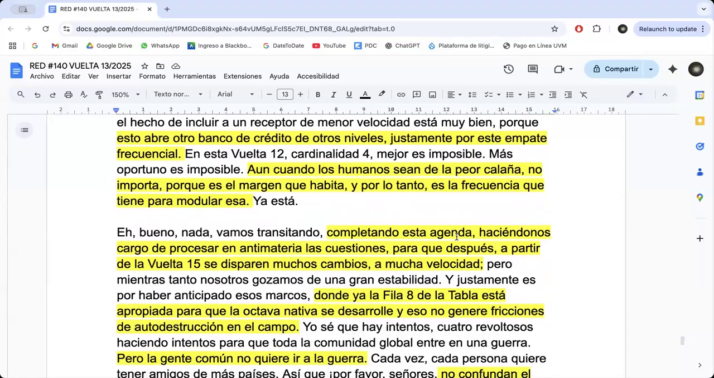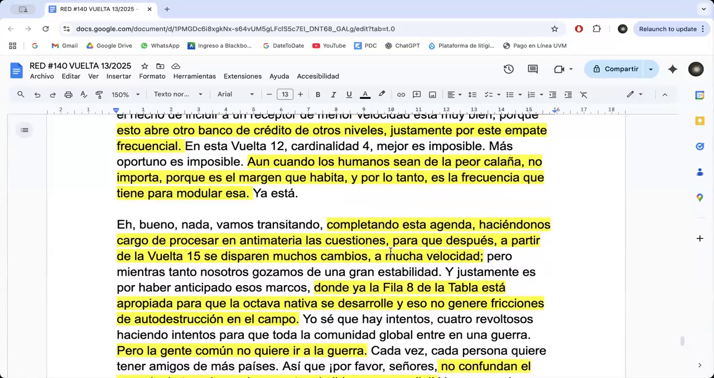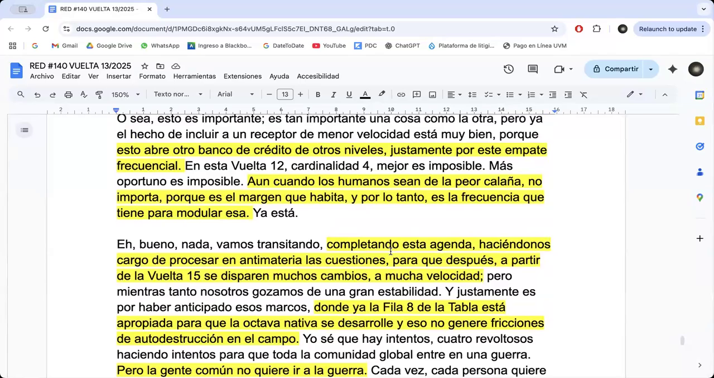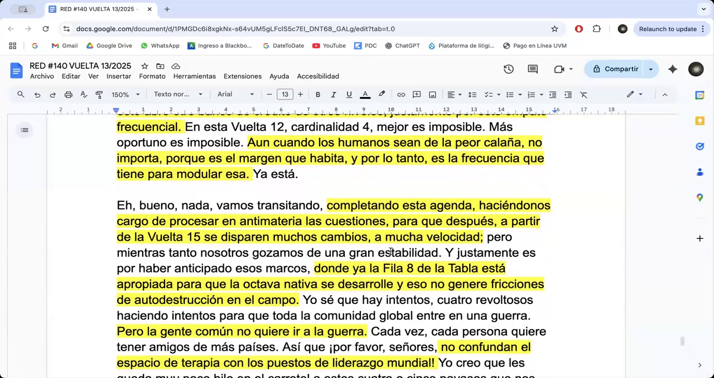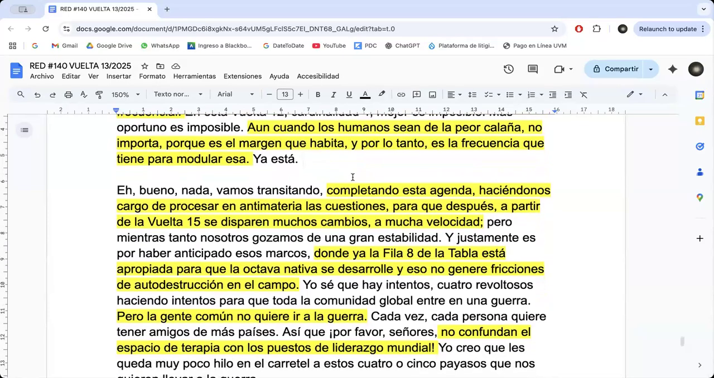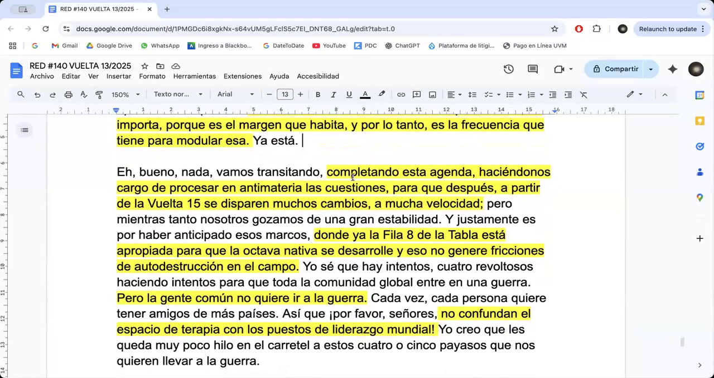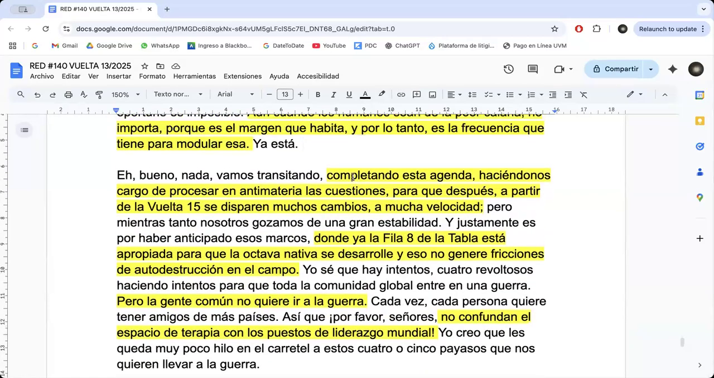But the fact that I am including a receiver of a lower velocity is really good because this opens a credit line at other levels precisely because of this frequential tie. She says that it's a frequential tie, and the fact that we are including receivers of lower velocities is opening up a new line of credit. That's why she talks about the subsidizing, okay? So in this Lab 12, the fourth cardinality, it is impossible for it to be better. Even if humans are of the lowest quality, it doesn't matter because that is the margin of error that is inhabiting, and therefore that is the frequency that needs to be modulated.